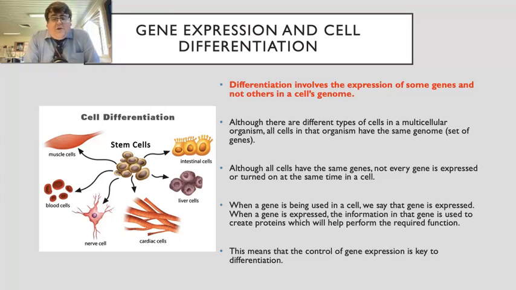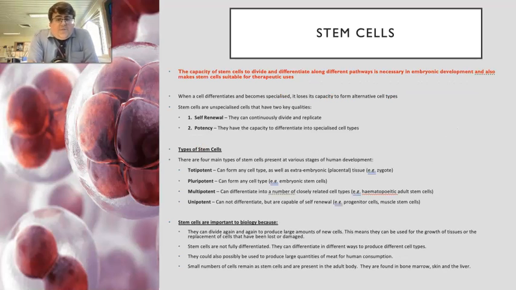When a gene is being used in a cell, that's when we say that gene is expressed. When a gene is expressed, that information is used to create proteins, and those proteins help perform the function that is required. That means that in order for cell differentiation to occur, we need to control gene expression, which is sort of how stem cells work. Stem cells are unspecialized cells, and they have two key qualities that make them so important in science.